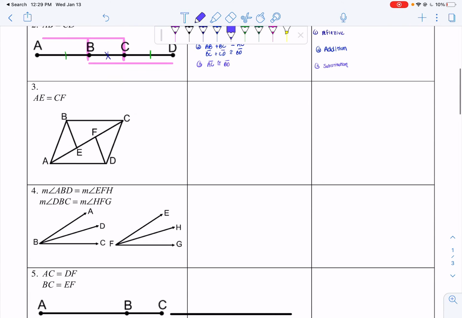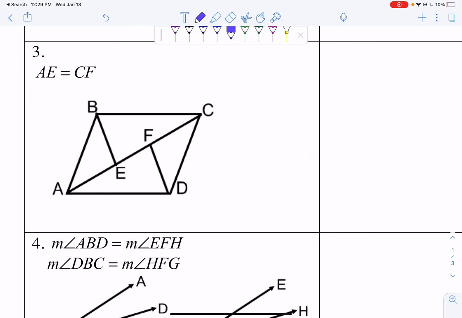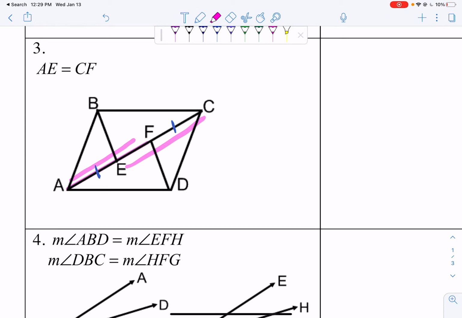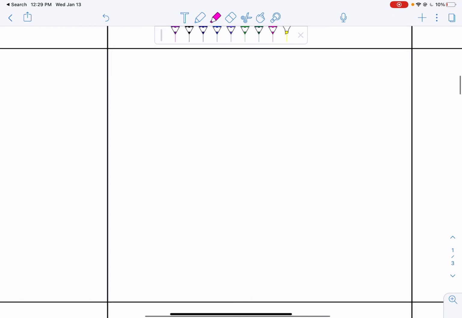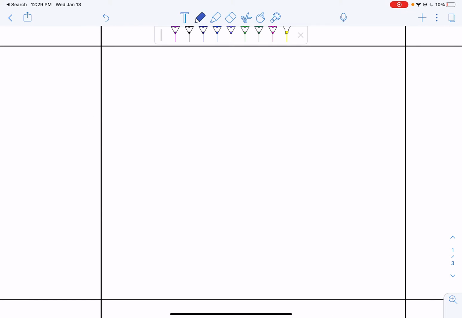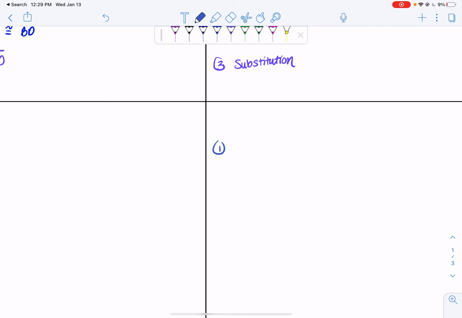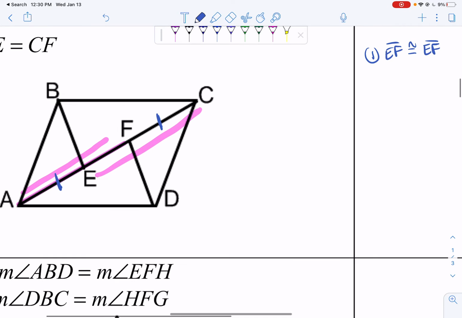Now let's look at our next example where we have AE congruent to CF. So I mark my image. And if I look, I can actually say that AF is congruent to EC. And there's overlap at EF. So the first thing I can do is say EF is congruent to EF by reflexive. Then I can do my addition. So I can do AE plus EF is congruent to AF.